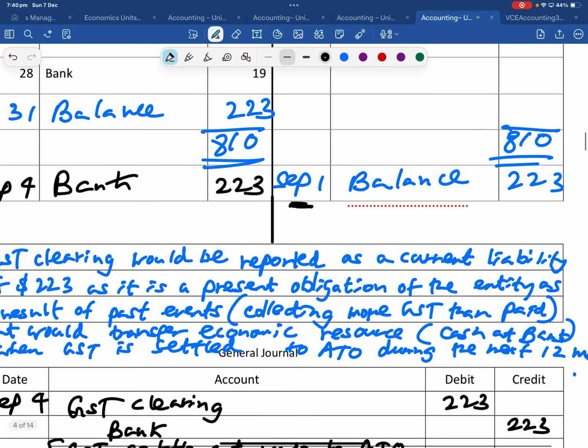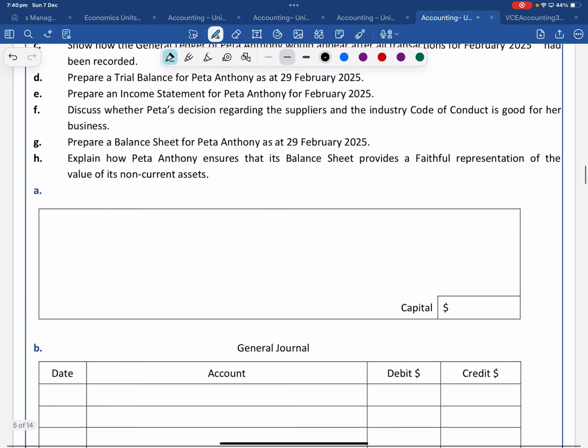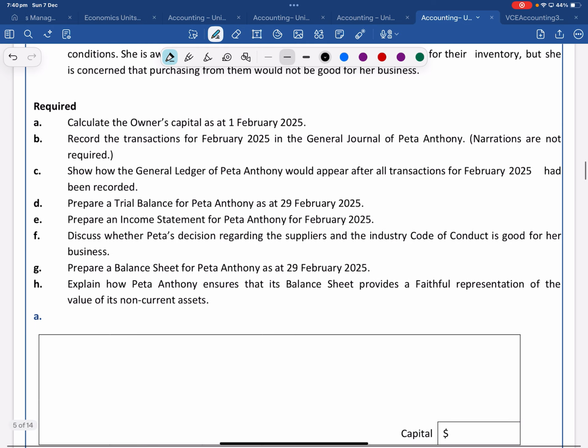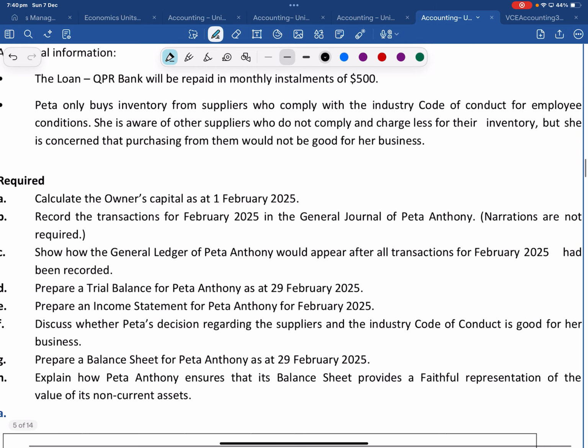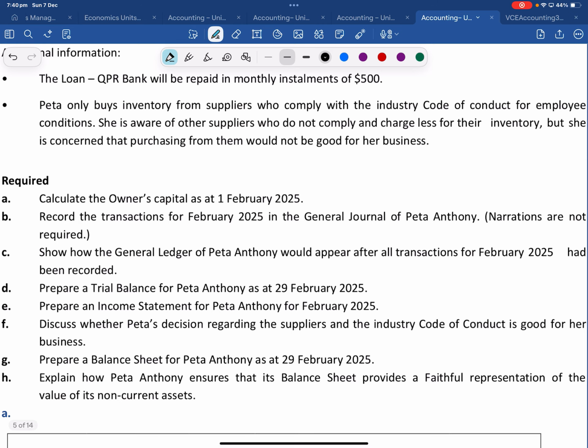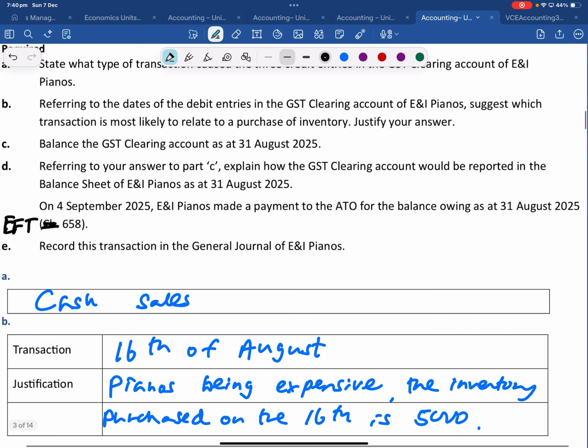Then there's another one. Sometimes, see, this one says narrations not required. See, part B, narrations are not required. That means you don't write narration. But if it is silent, write the narration. Sometimes they'll say narration is required. That means definitely you have to write it, even if it is silent.